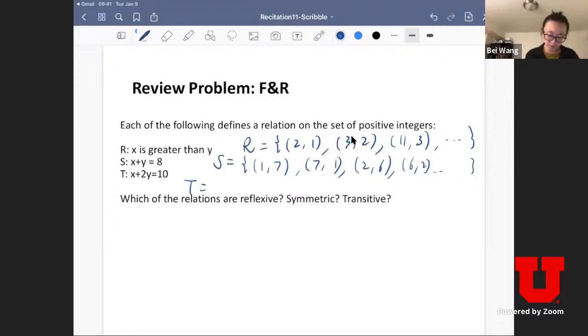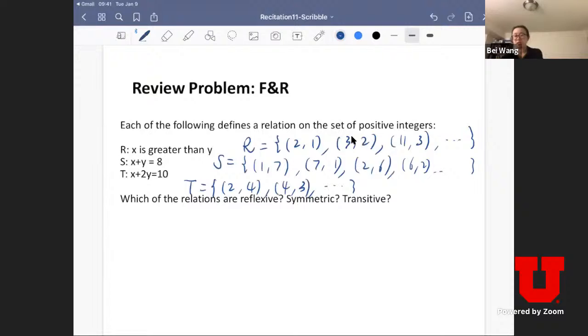So for example, what is an element in T? x plus 2y equal to 10. If x is equal to 2, then y is equal to 4. That's part of the relation. When x is equal to 4, y is equal to 3, and that's part of the relation. And so on and so forth. You can try to list the rest of the elements. I'm not going to finish it.